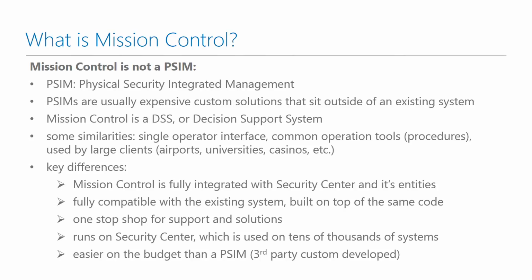Support of the system is also an issue, since it will have been designed by a separate third-party vendor than the main surveillance system. Mission Control support goes along with Security Center, so any problems all go to one place for a solution. PSIMs are usually highly customized and complex software solutions that are made for one particular client, whereas Mission Control runs on the Security Center platform, which is used by tens of thousands of systems. From a budget perspective, Mission Control is a lot cheaper than what you'd have to pay for an equivalent PSIM, since it's not a custom build and can be installed and configured right off the shelf.